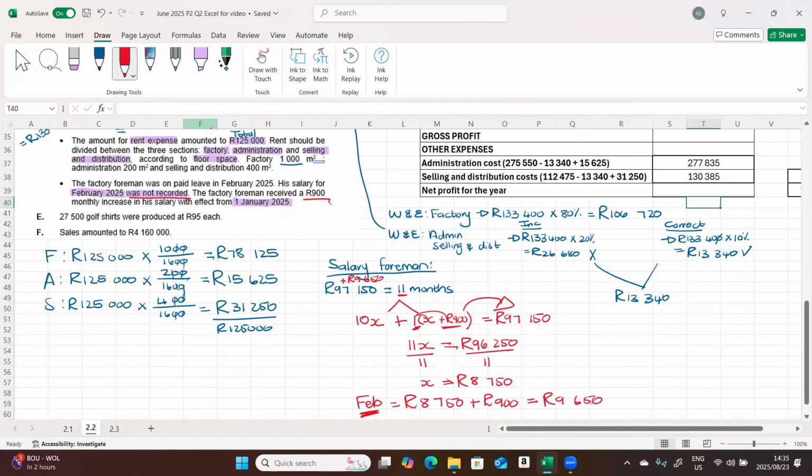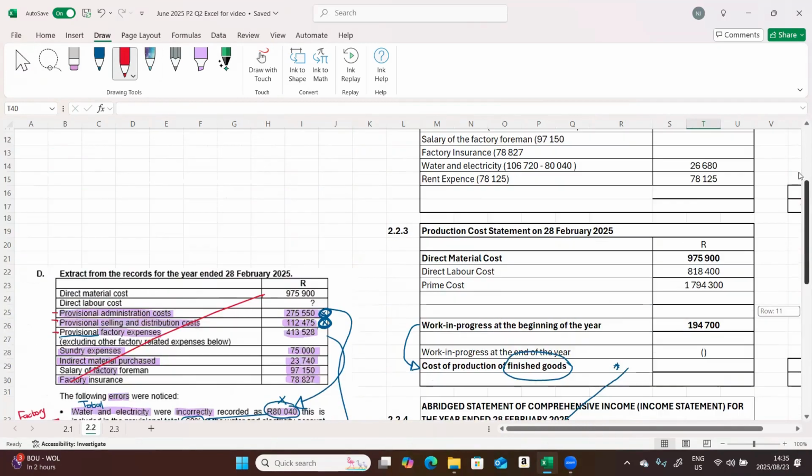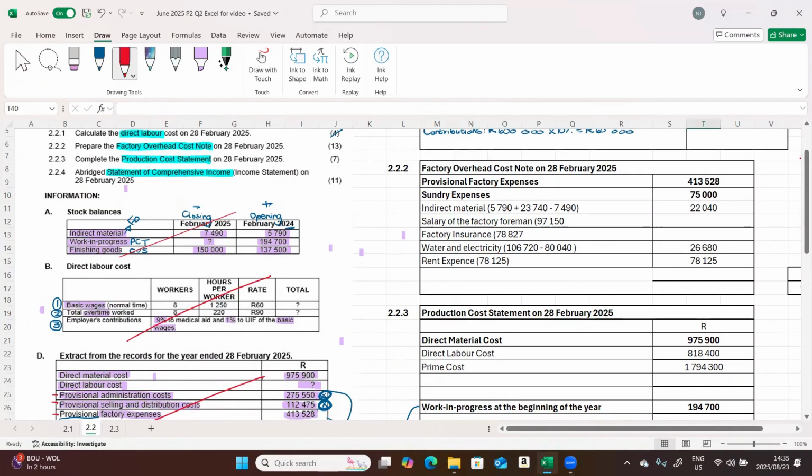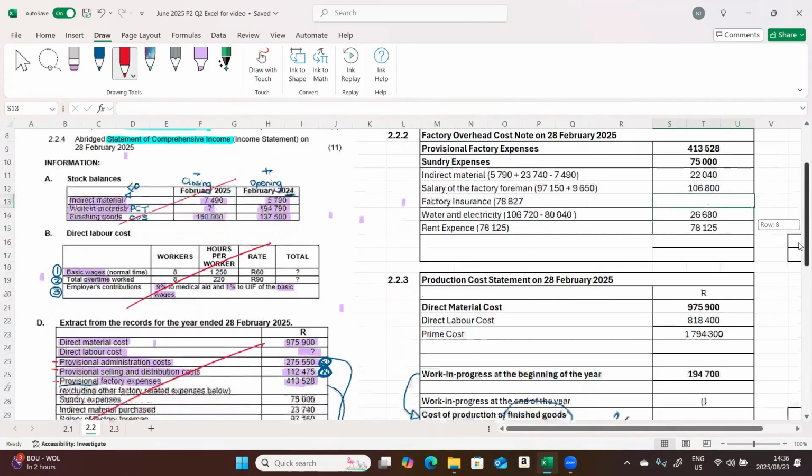9,650 is what we will have to add to the salary of the foreman. So let's go here to the salary of the foreman over there. Okay, and then we are just going to have to add the 9,650. And there we go. Then let's just add that. So it's the 9,650 plus the 97,150. And that's going to be 106,800 Rand. There we have that as well.